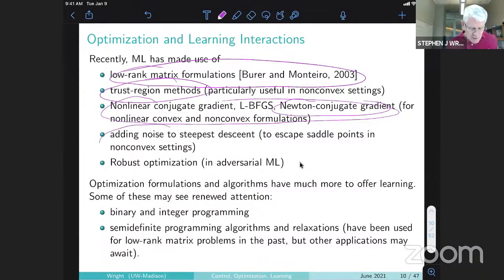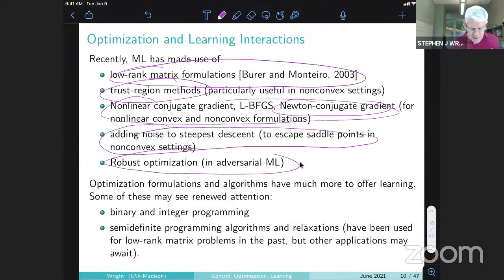Chi Jin and Michael Jordan and those people in that Berkeley group have worked on using steepest descent or gradient descent in non-convex settings, but they escape from saddle points. Saddle points are points where the gradient's zero, but they're not local minimizers because there's some negative curvature in the second order term. They've investigated algorithms that add noise to steepest descent in a clever way to escape from saddle points, and they can prove convergence and complexity results about that.